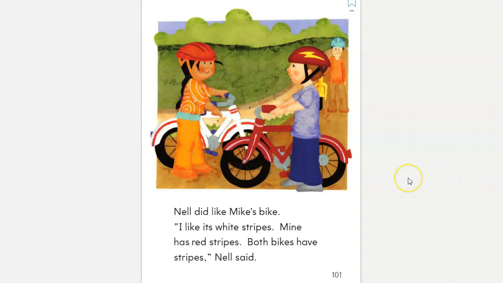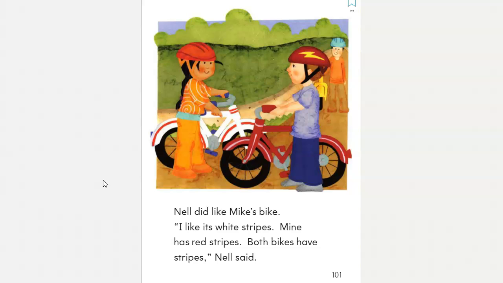So when we see Nell and Mike's bikes, she is comparing them. She is saying they both have bikes with stripes. We can also see that both bikes are red and white, or have white and red on them.